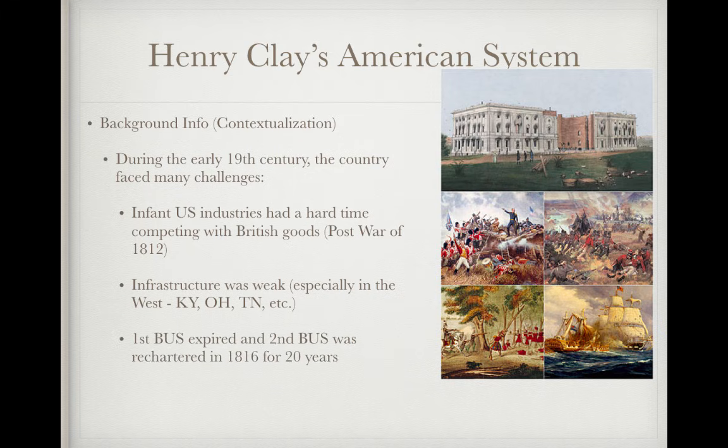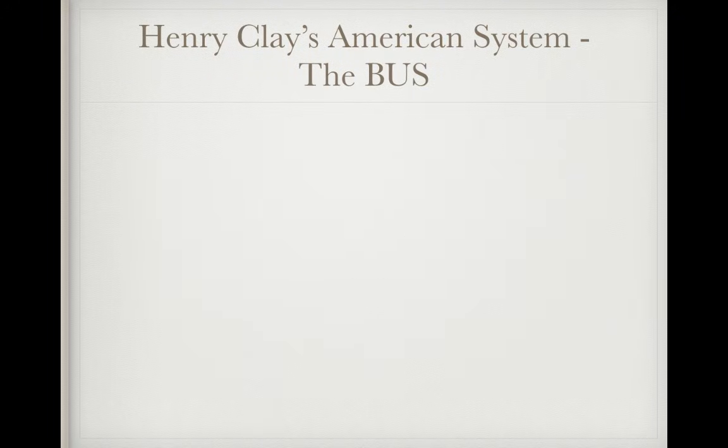And a second bank was rechartered in 1816 for 20 years. So that bank will be in effect until 1836. Very important to understand this bank is only around for 20 years. The goal of the American system was to address all of these 3 areas. So, first part is the bank.